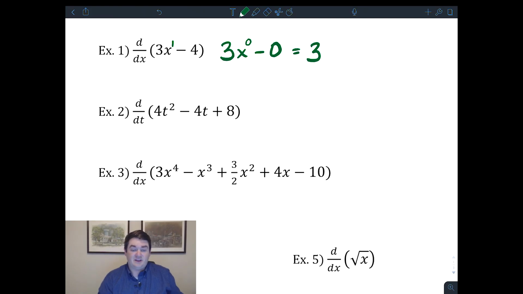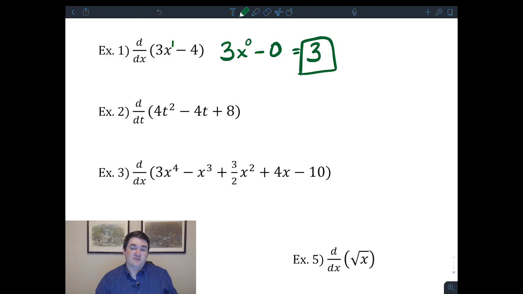x to the 0 power, of course, is 1, so 3 times 1 minus 0 is 3. And again, think about what we're talking about. 3x minus 4 is a linear function. Its slope is 3. At every point on that function, the slope is 3, so the derivative is a constant value.